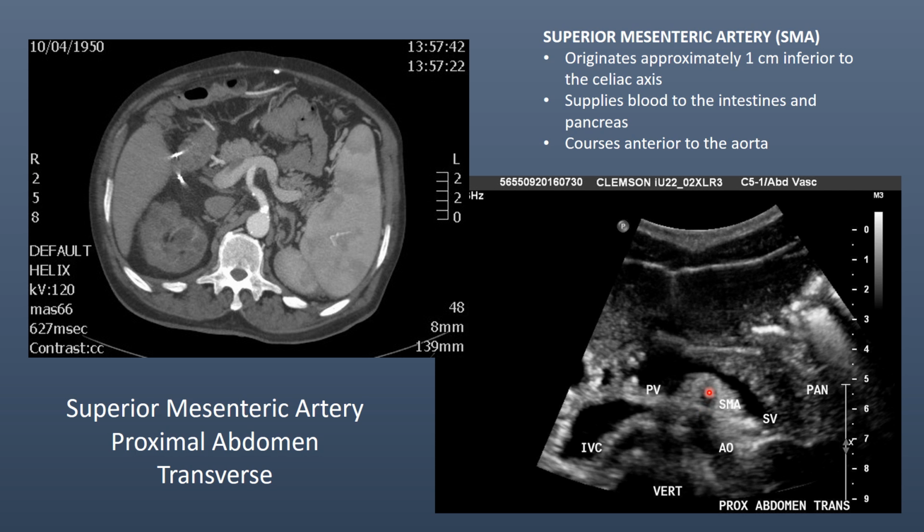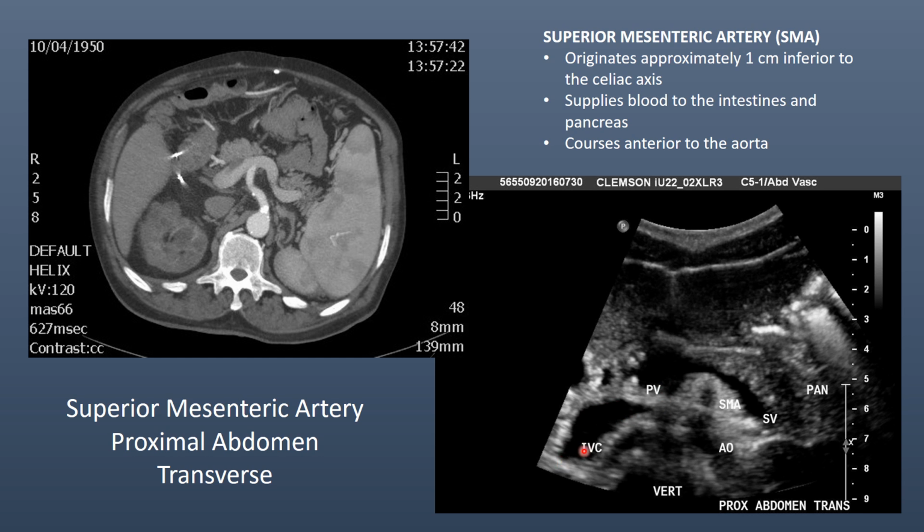Anterior to the aorta, we've got the superior mesenteric artery. And I want to mention that the superior mesenteric artery supplies blood to the intestines and the pancreas, and it courses anterior to the aorta, posterior to the splenic vein, which is what we see here. This is the splenic vein coursing posterior to the pancreas, which is this area. It's pancreas. So we've got the splenic vein as it's becoming the portal vein when it combines with the superior mesenteric vein.